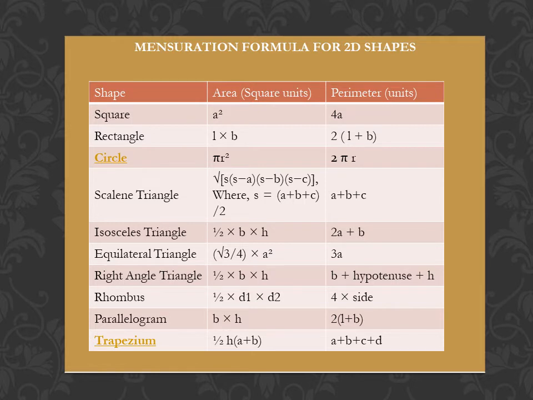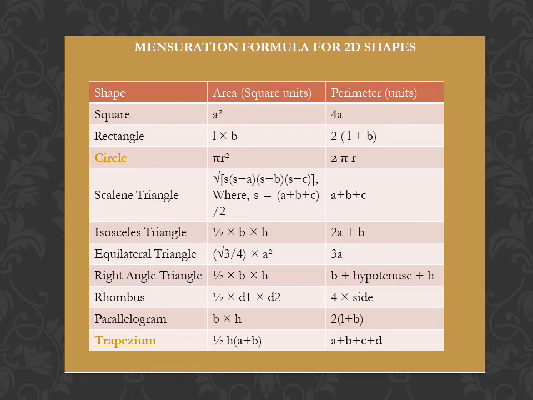Isosceles triangle. Half into base into height. What is the perimeter? 2a plus b. As we know, perimeter is the sum of the lengths of the sides. Equilateral triangle. Under root of 3 by 4 into a square. Perimeter 3a. Right angle triangle. Half into base into height. And perimeter is base plus hypotenuse plus height.